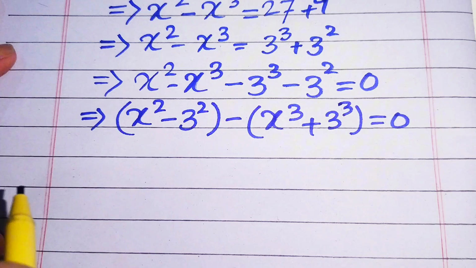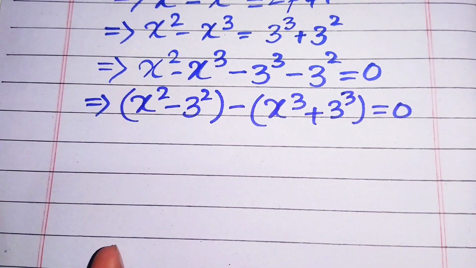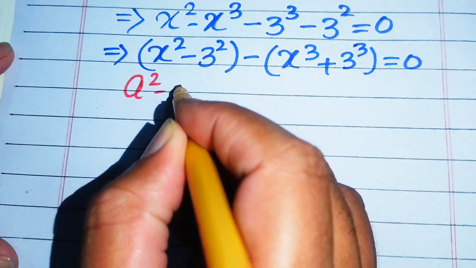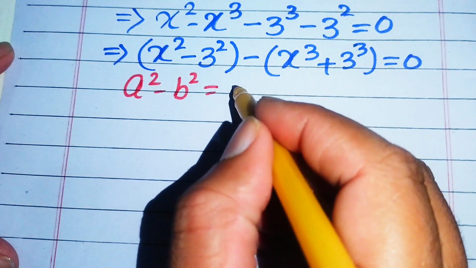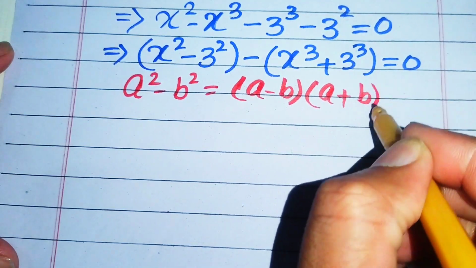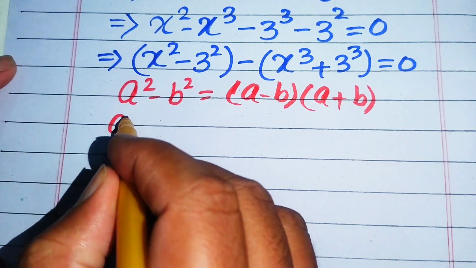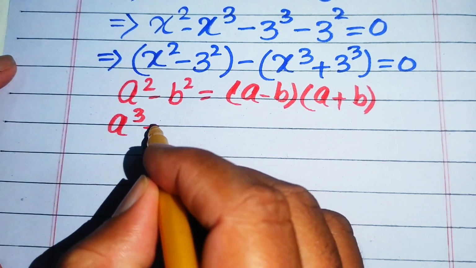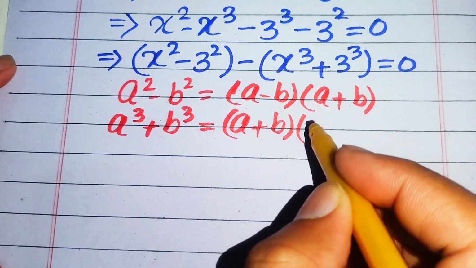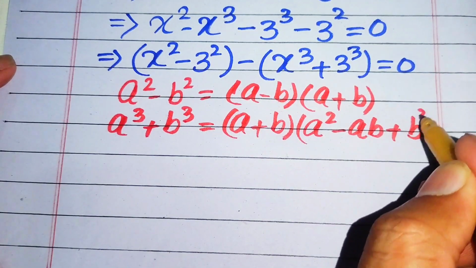After that we need two nice formulas, in which one is the square formula and the other is the cubic formula. You know this formula very well: a squared minus b squared equals a minus b times a plus b. And after that we need the cubic formula, which you again know: a cubed plus b cubed equals a plus b times a squared minus ab plus b squared.